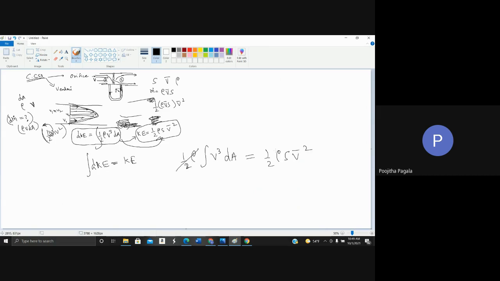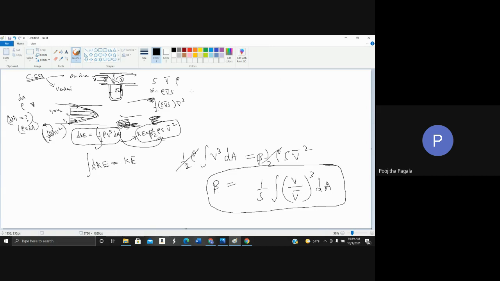should be equal to half rho S V bar square, multiplied by some beta. Beta is the correction factor, because now you can calculate beta. Beta is equal to 1 by S integral (V by V bar) whole cube dA. This is the definition for beta.